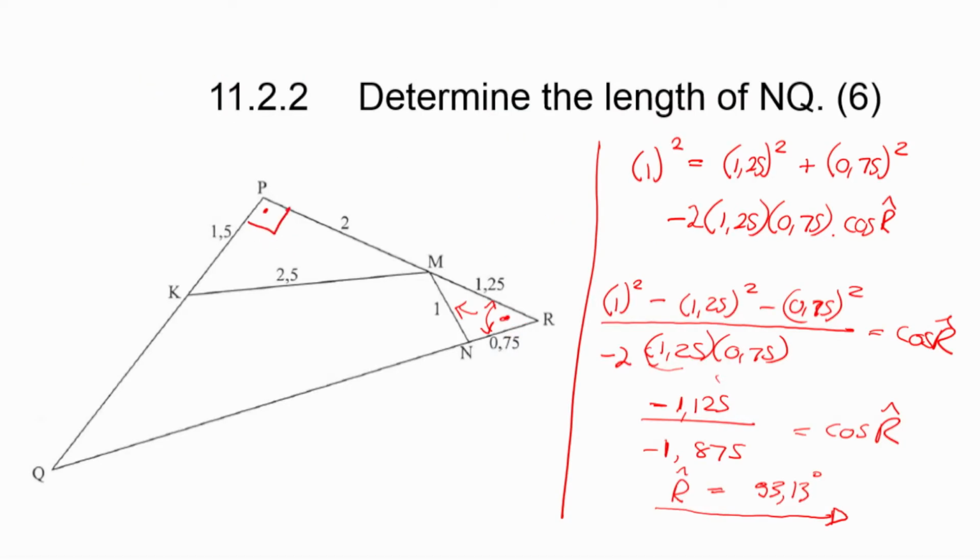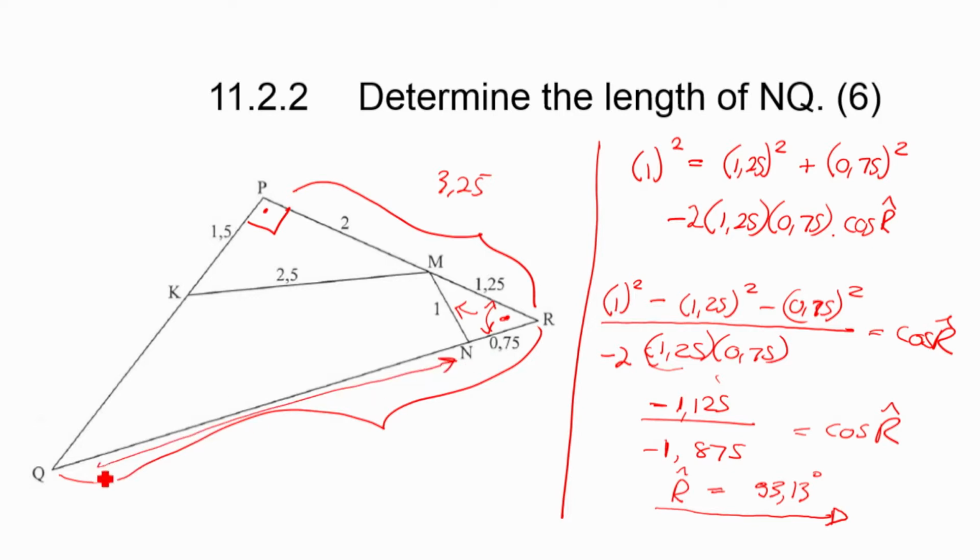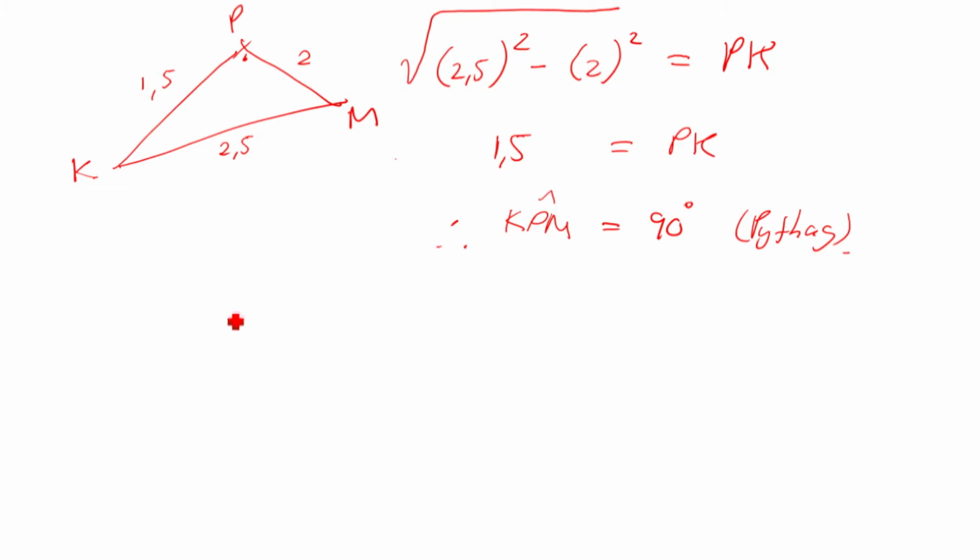We know that this is 90. We also have this whole side over here, which is 3.25. And what we now want is QN. So we can actually draw this diagram quickly on the next slide, given the information. Let's draw a little triangle and summarize everything that we have.